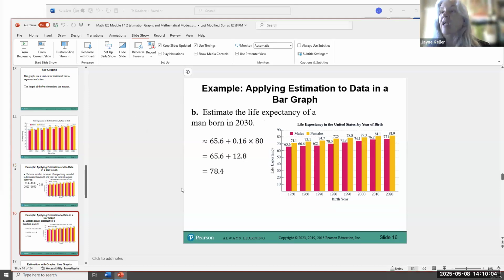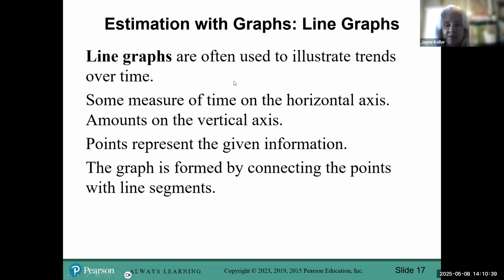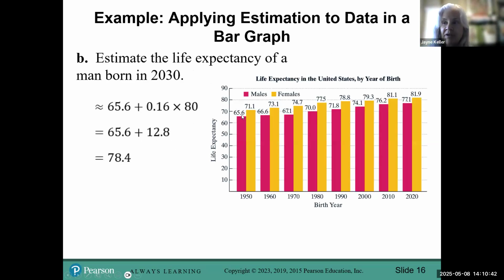Okay. Now this is where this gets really powerful. So we said that for each year after 1950, male life expectancy went up by about 0.16 years. So if I want to estimate what the life expectancy would be for a male born in 2030, I know that for each year after 1950, I need to add 0.16. So in 1950, the life expectancy was 65.6, as we see here.